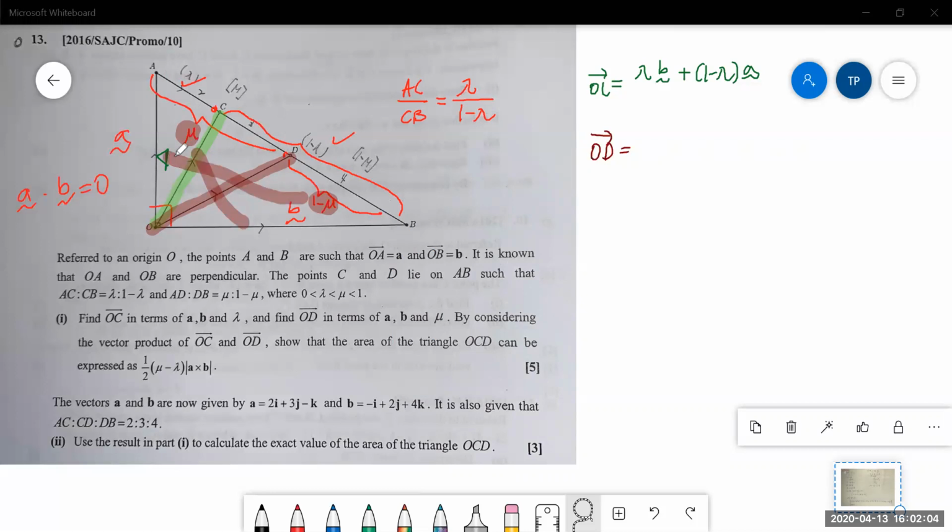Okay. So what we will have will be OD is equal to mu times B plus 1 minus mu times A over 1 again. So there's no need to write it. Okay, so we are done with OC and OD already. So next up, by considering the vector product of OC and OD, we need to do a vector product.